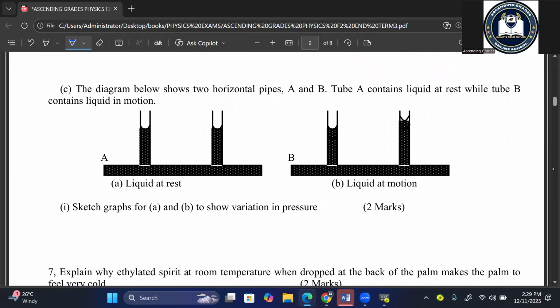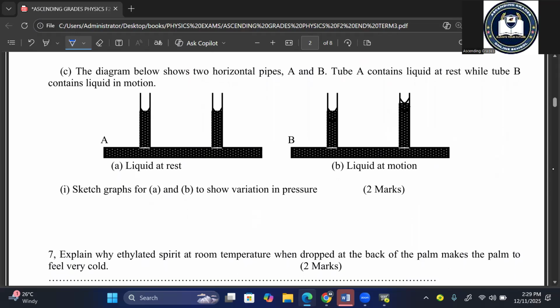We have part C. The diagram below shows two horizontal pipes, A and B. Tube A contains liquid at rest, while B contains liquid in motion. Then you're told to sketch graphs for A and B to show variation in pressure.